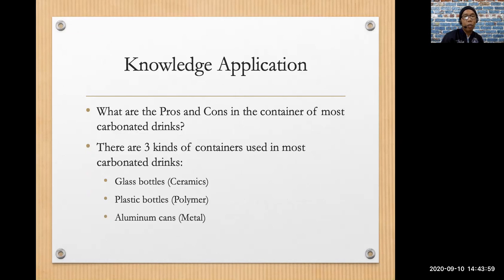Knowledge application. So, what are the pros and cons of the containers of most carbonated drinks? Okay, so there are three kinds of containers used in most carbonated drinks. We have glass bottles, plastic bottles, and aluminum cans. So, may ceramics, polymer, and metal. Sige, discussion. Anyone?